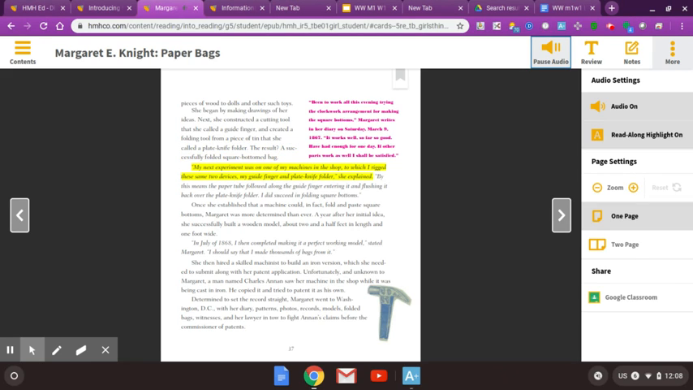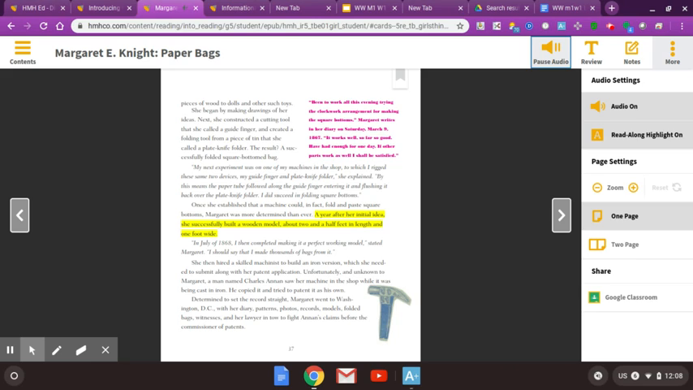My next experiment was on one of my machines in the shop, to which I rigged these same two devices, my guide finger and plate knife folder, she explained. By this means, the paper tube followed along the guide finger, entering it and flushing it back over the plate knife folder. I did succeed in folding square bottoms. Once she established that a machine could, in fact, fold and paste square bottoms, Margaret was more determined than ever.